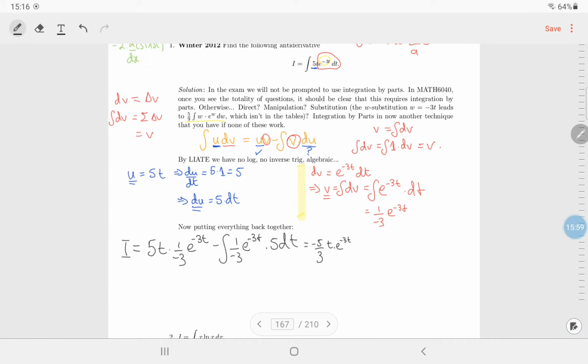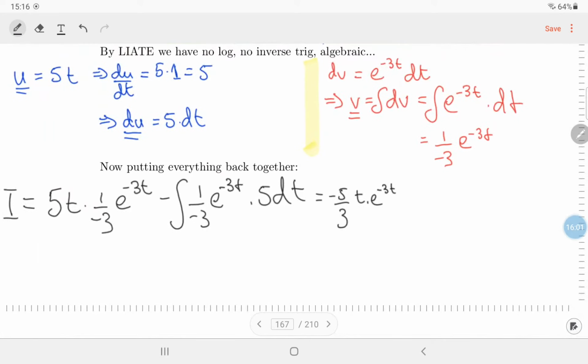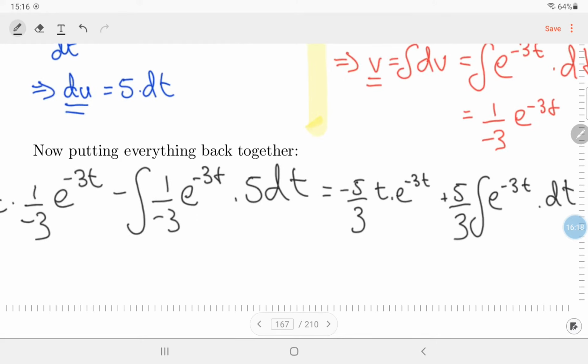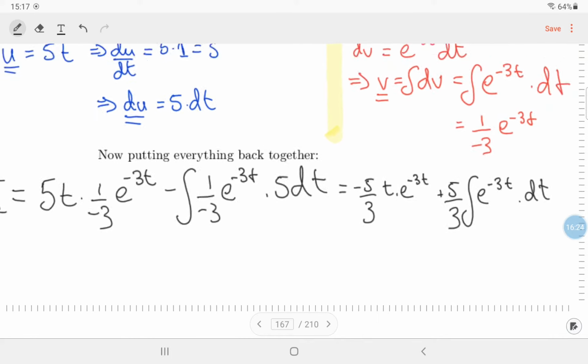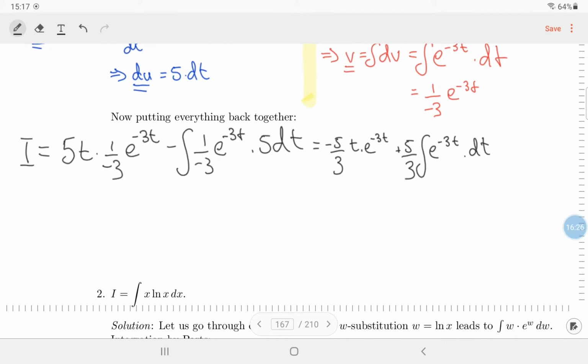So what I can do here, inside the antiderivative, I've got a multiple of minus 5/3. I can pull that out, and I have minus 5/3, which is plus 5/3. And then I still have the e to the minus 3t dt. So in terms of this antiderivative, that's basically just a simplification or manipulation. I've rewritten it. I've just taken out the constant. So it shouldn't be too bad from here.